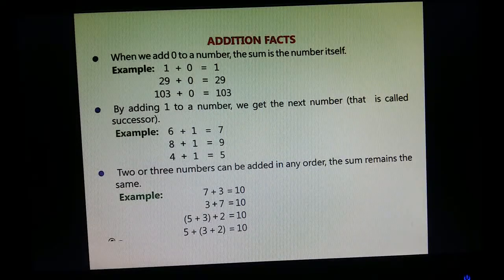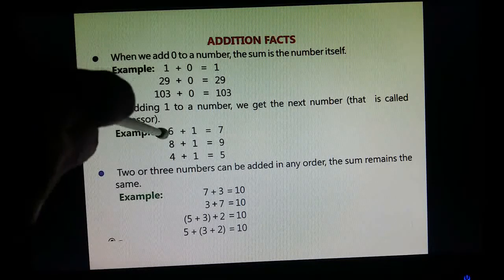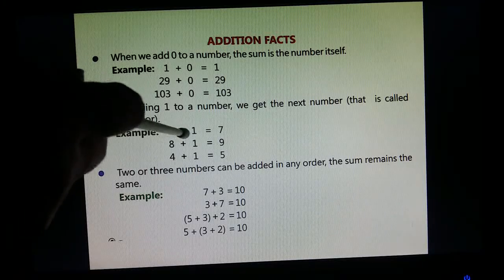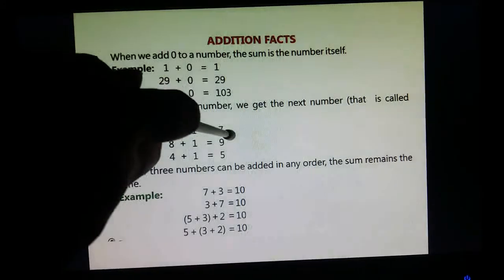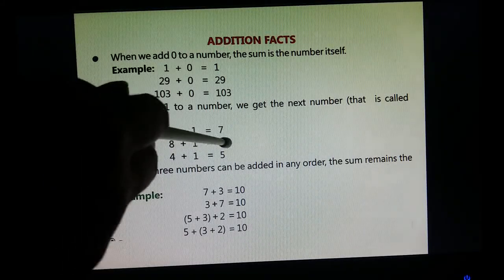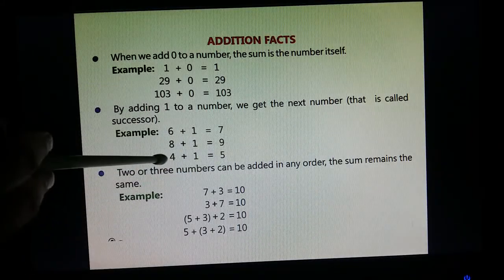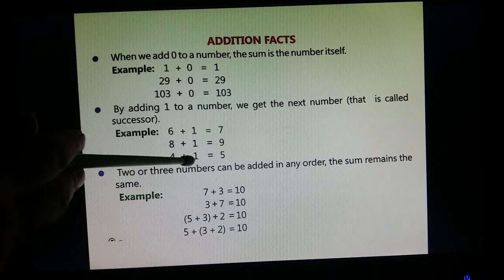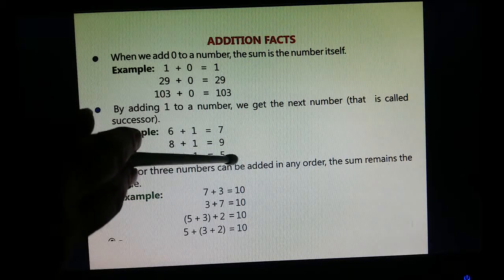By adding 1 to a number, we get the next number, which is called the successor. As you know, successor means adding 1 to the previous number. So in the example you can see, to the number 6, 1 is added, and we get a new number 7. To the number 8, 1 is added, and after adding 1 we get 9. To the number 4 we add 1 and we get 5.